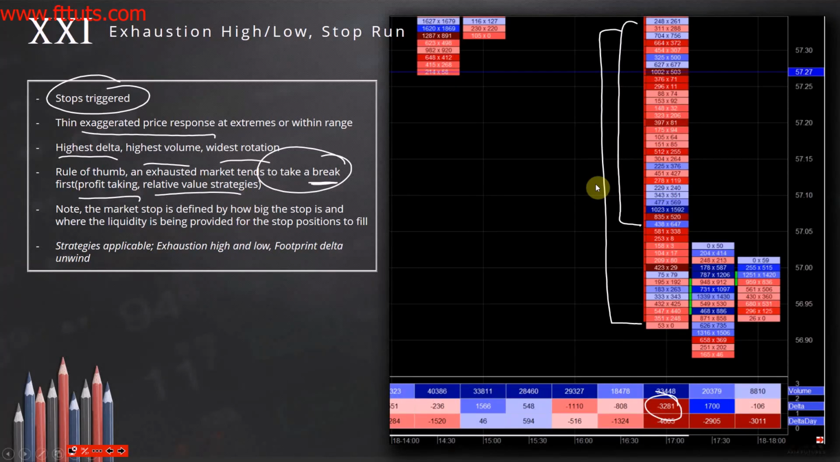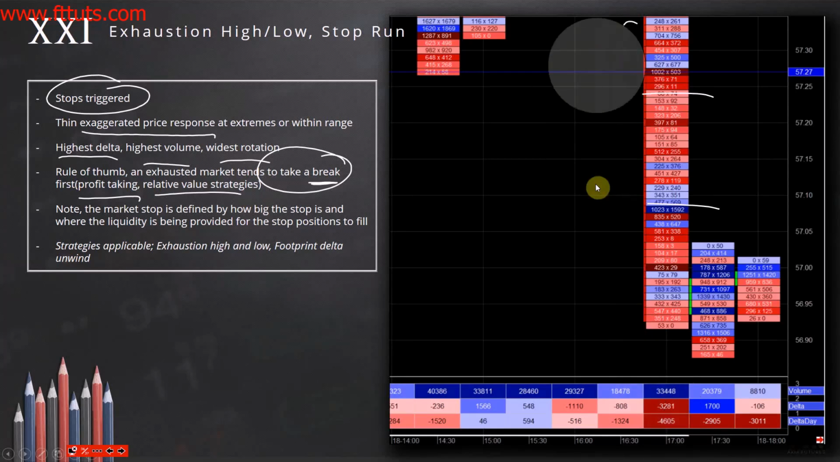But also, the reason we have the most negative delta is very simply, if someone is stopping down, they're going to take out all the prices from here to there, and they're only going to be a seller, which means we're going to see a very negative delta in this example, whereas if it was buying to the upside, we'd see a very positive delta. Now note, the market stop is defined by how big the stop is and where the liquidity is being provided.